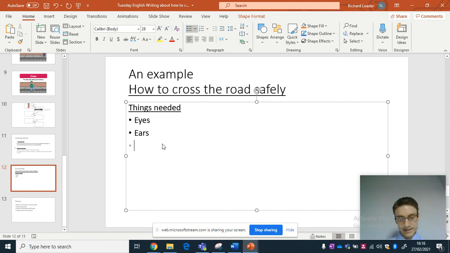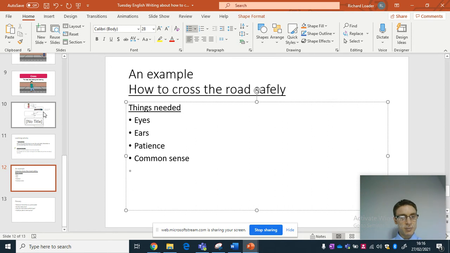We need to have patience, okay? Because we've got to wait. We don't just rush out, do we? I guess you could also say common sense, okay, about when it's safe. Okay, so there's some important things that we need. Now, when we're writing them, we're going to need to use our time connectives, aren't we? Okay, and our bossy words.